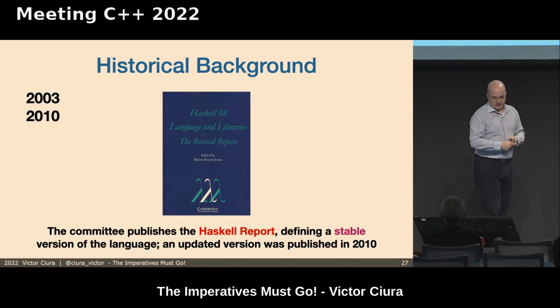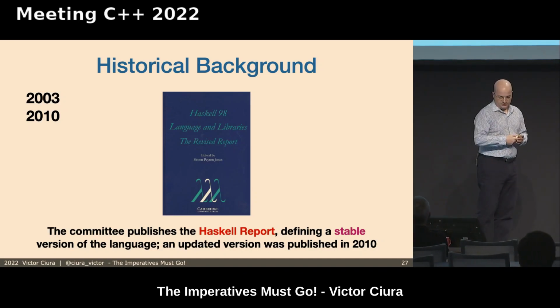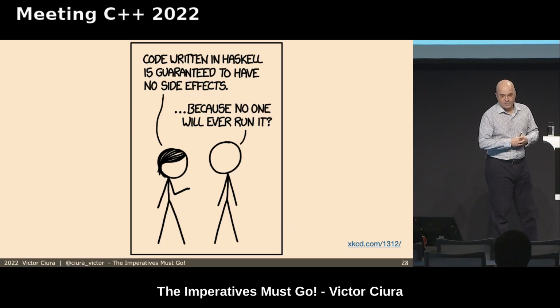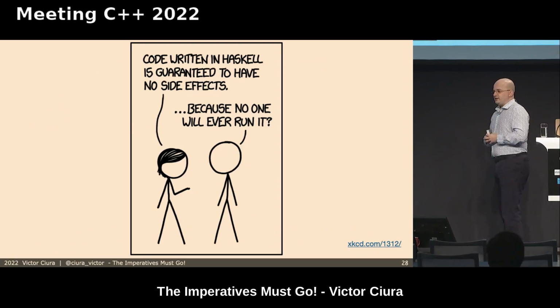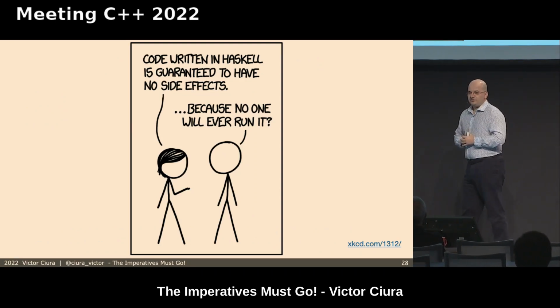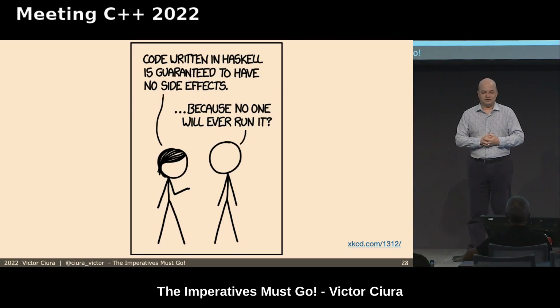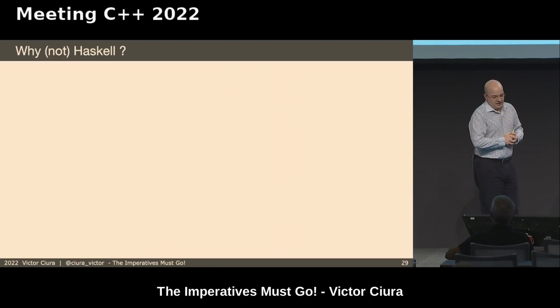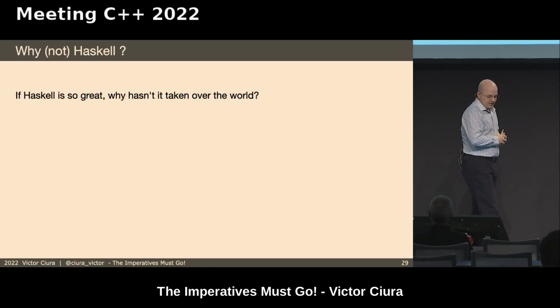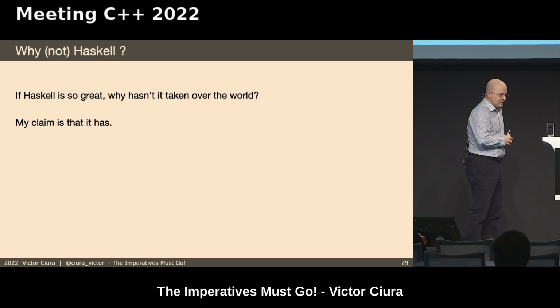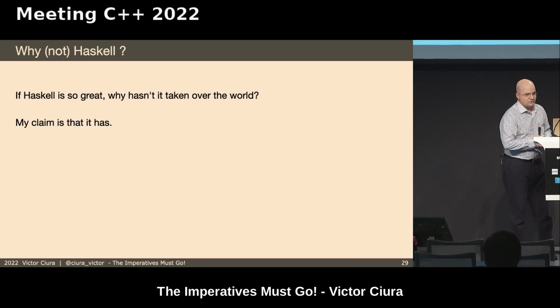And of course, this got standardized in the early 2000s. So all this for Haskell. So if Haskell is so great, why hasn't it taken over the world? Well, I claim that it has, in a way, but not directly.